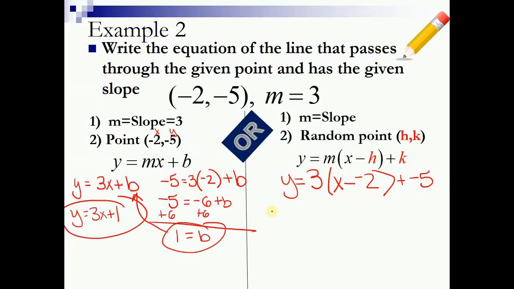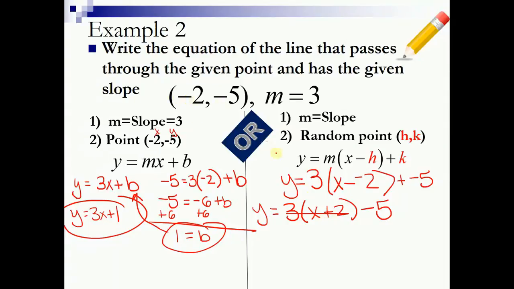Now, let's clean up some signs here. I got y equals 3. Looks like double negative, so x plus 2 then. And then minus 5, because the plus minus, right? Negative wins out. Notice, guys, how these signs changed inside the parenthesis.